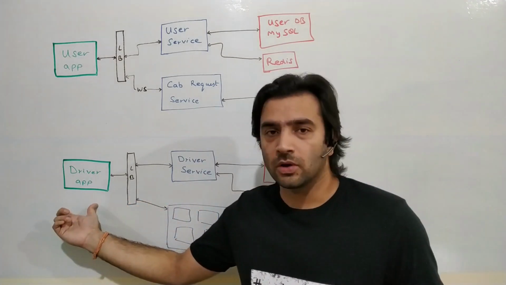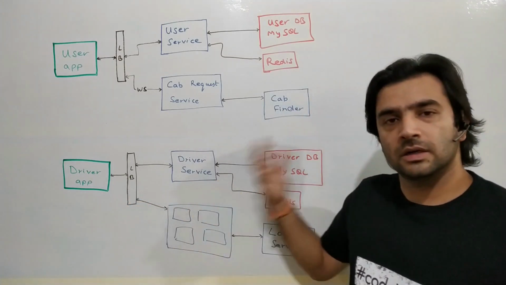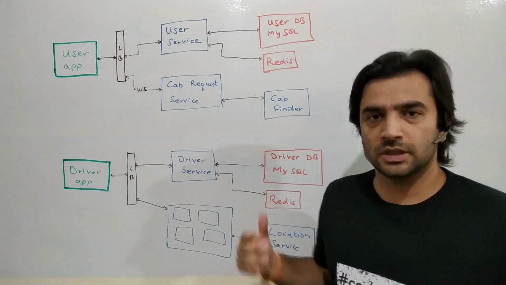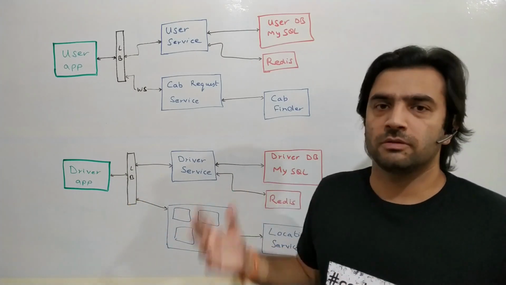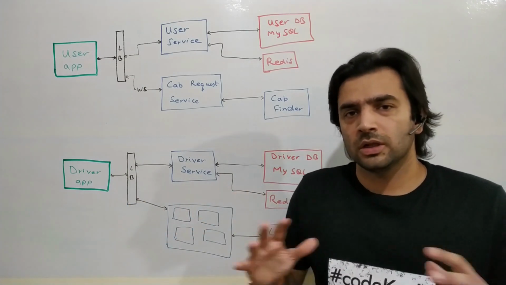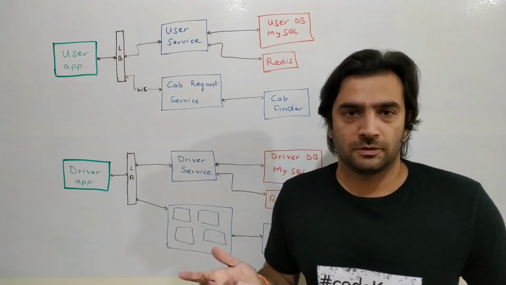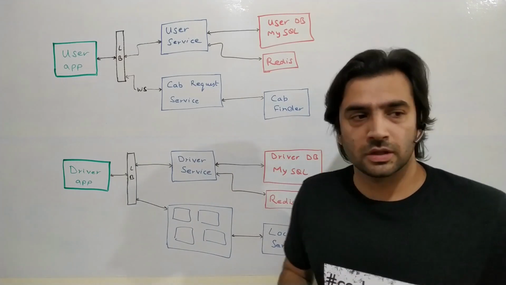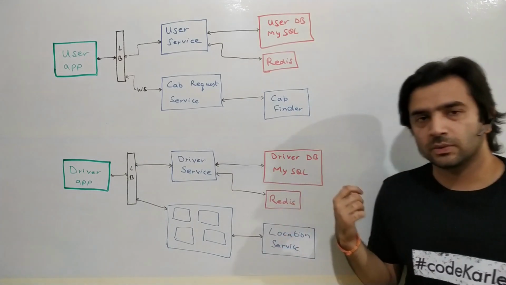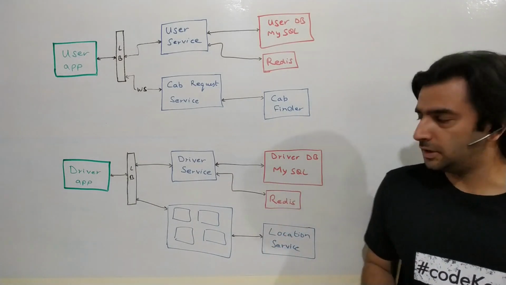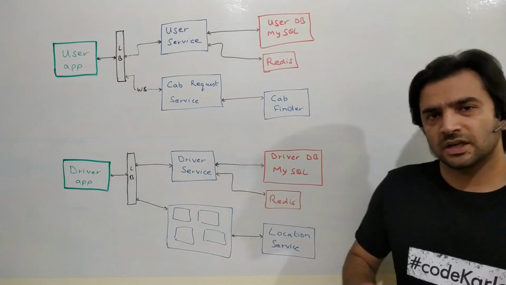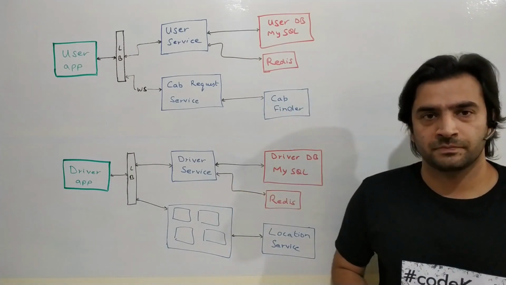API which the driver app will call, and the driver service will internally call a payment service to get that information and respond back. It could call the trip service to get the trips of all the drivers, and all the UI required is powered by this service. Okay. Now this service sits on top of another MySQL, which has all the driver information, and it uses Redis for caching in exactly the same way the user service does.